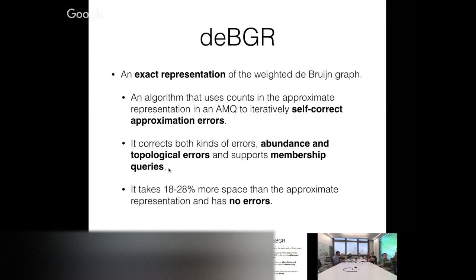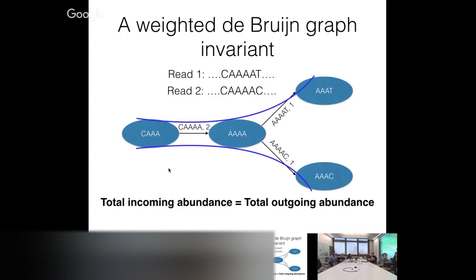So now we're going to see how we do that. In Debugger, we use a simple weighted DeBruijn graph invariant. The invariant says that the total incoming abundance at any node is equal to the total outgoing abundance of that node. So in this graph, you can see the bold blue line is the path of the read in the graph. There are 2 reads coming in at node AAAA, and there are 2 reads going out. So the total incoming abundance is 2, because the abundance of the edge coming in is 2, and the total outgoing abundance is also 2. So you add them up, and that invariant should hold at every node in the weighted DeBruijn graph.